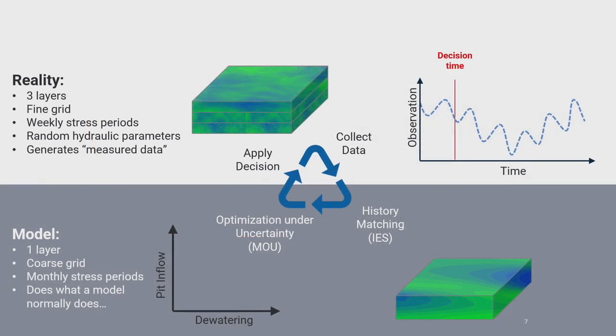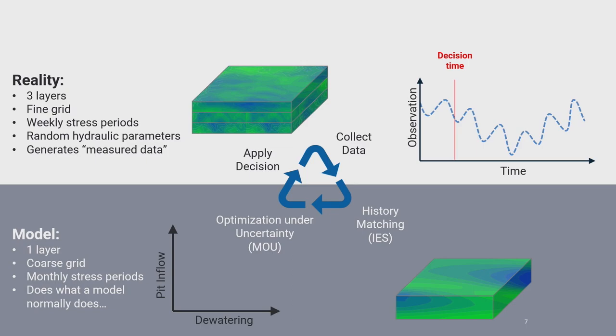So to test this, we built two models. You've seen a few cases like this in the talks over the last week. The first one is a somewhat complicated model. It represents reality. It has vertical heterogeneity. It has a relatively higher grid and temporal resolution. And we use it to generate our observation data. So this is the real world in our synthetic case.